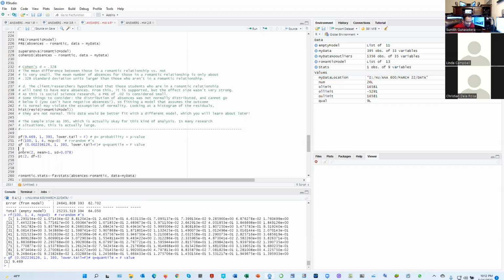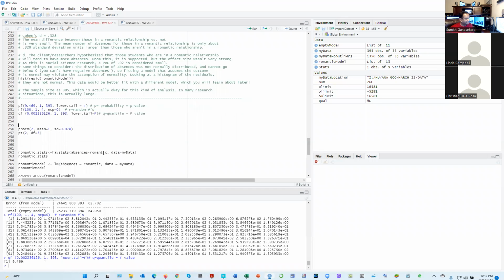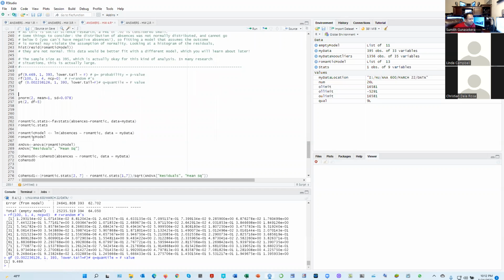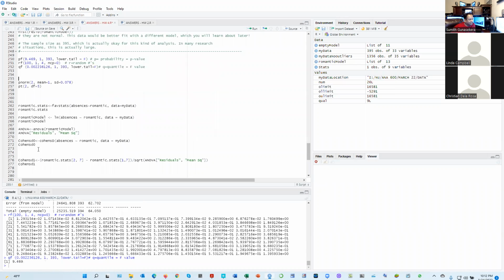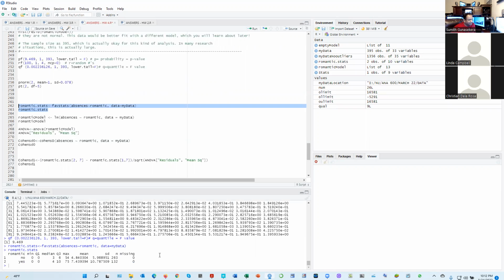That's for the probability. These are for the normal distribution, and these are for the t distribution. Anyhow, that's what I was trying to do. Here, what we're going to do is calculate Cohen's d by hand. You don't have to, but I'm showing you that. So those are the things.